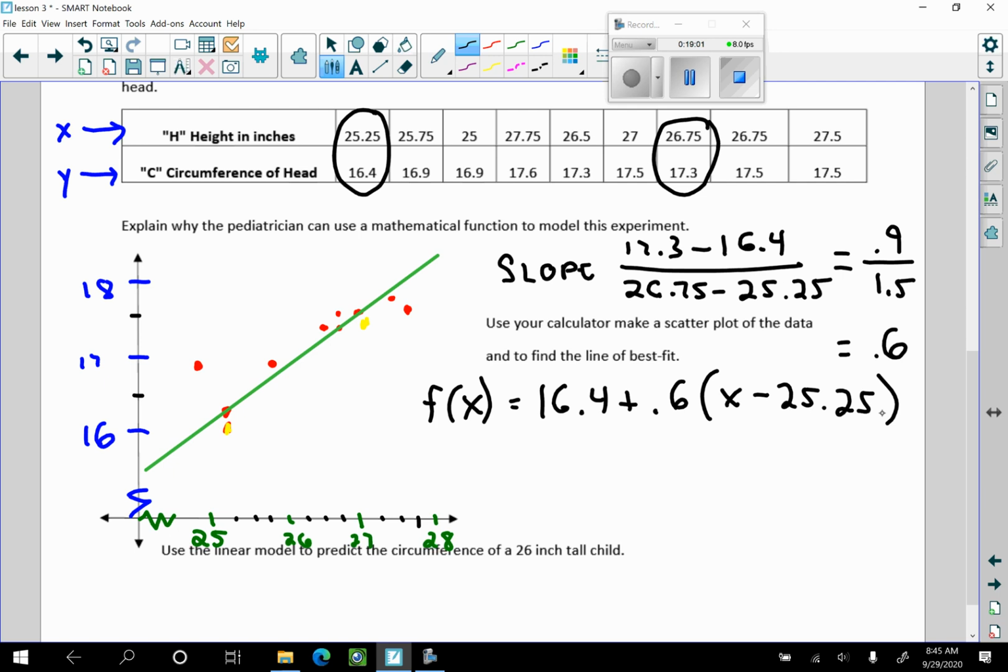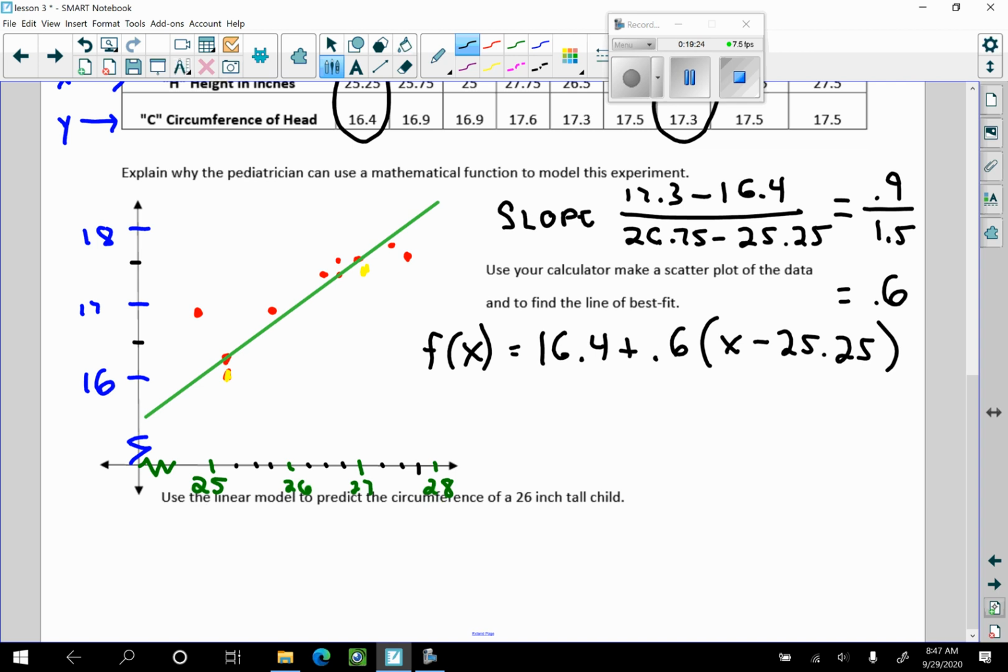Look what I can do with that linear model. I can use that linear model to predict the circumference of the head of a 26-inch tall child. To do this, if I want to predict the circumference of a child's head, a 26-inch tall child, all I do is find f of 26, and I'm going to use that as an approximation.